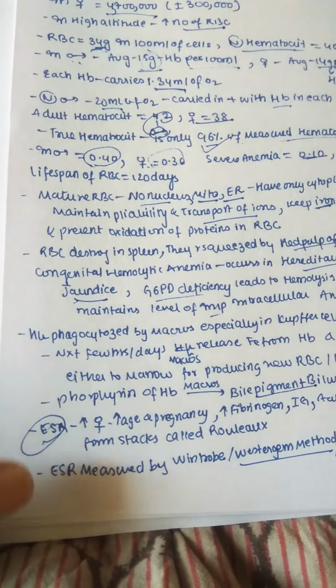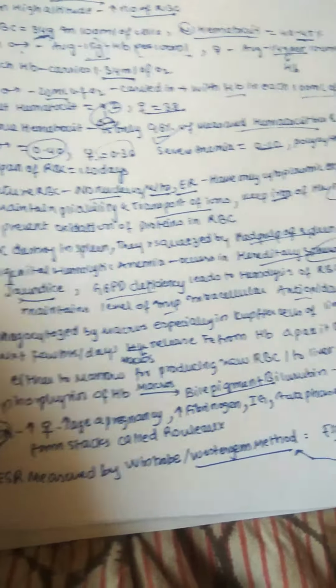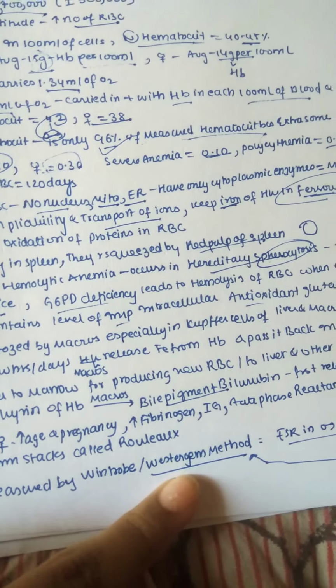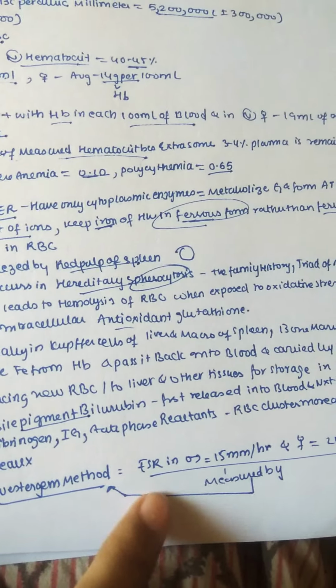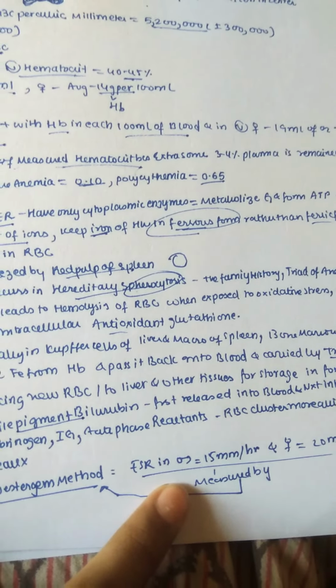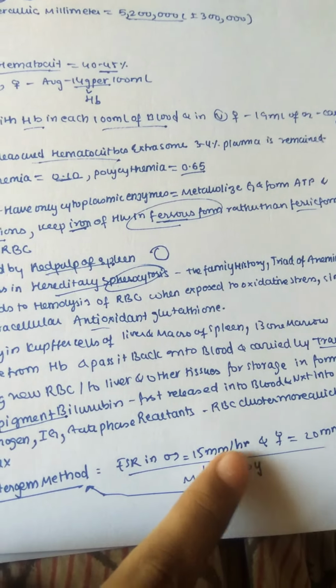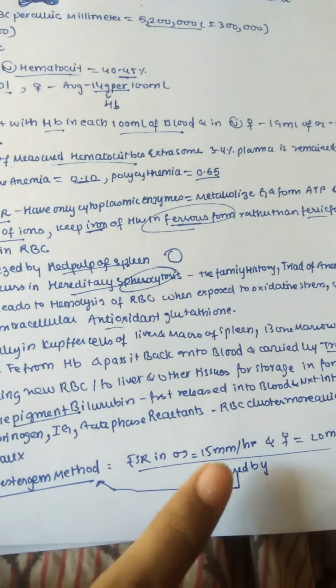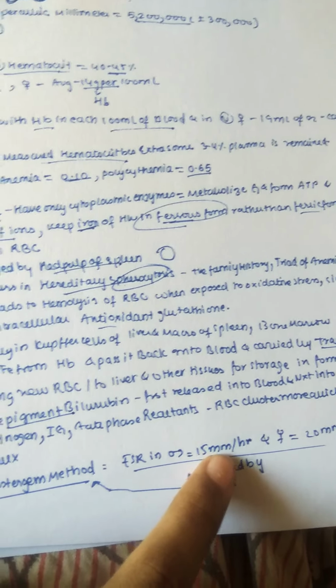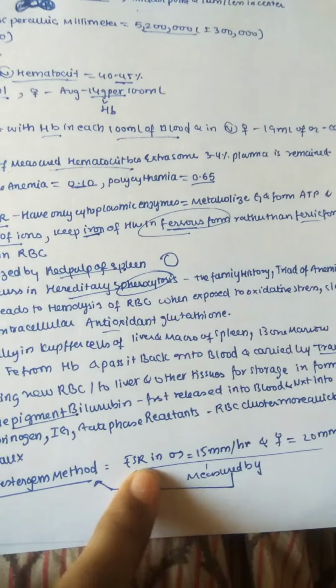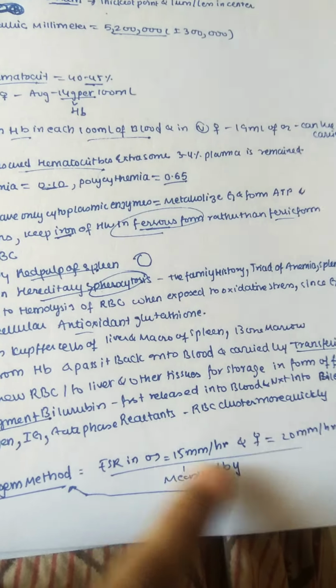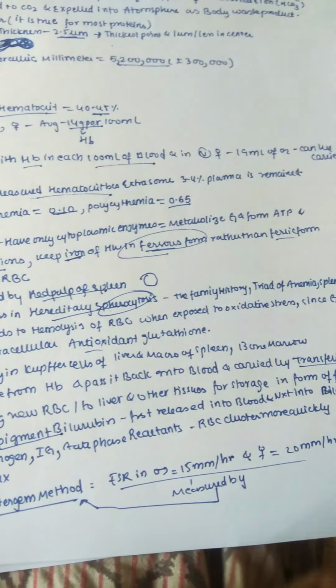And the erythrocyte sedimentation rate is mainly measured by the Wintrobe or Westergren method. According to the Westergren method, ESR in male is 15 millimeter per hour. You can remember that this sedimentation rate is measured in millimeter per hour. So in male it is 15 millimeter per hour, and in female it is 20 millimeter per hour.